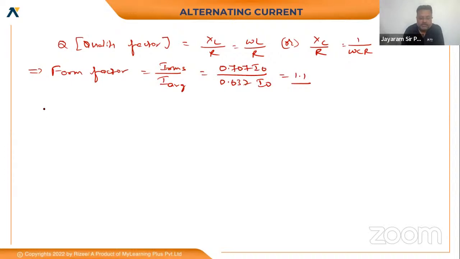Now, next one is called admittance. The reciprocal of the impedance is called admittance, 1 by impedance. So this is your admittance. The reciprocal of the reactance is called susceptance. There will be other different things.